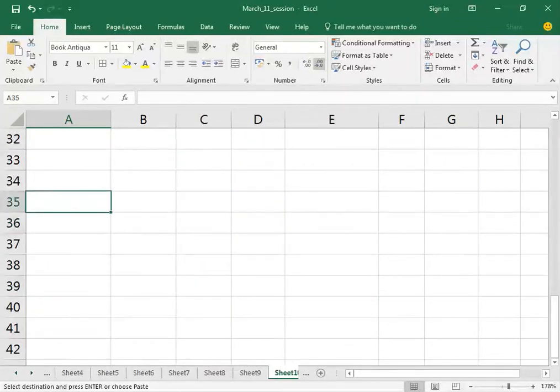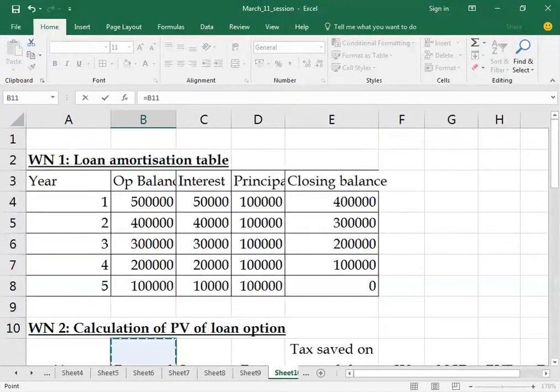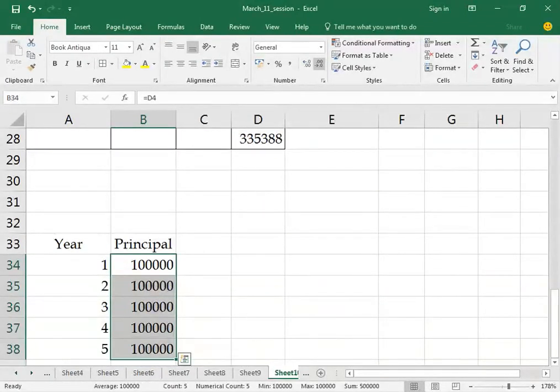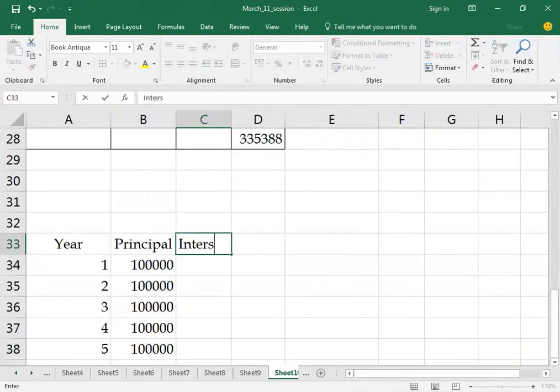So please listen. Principal is 1 lakh for all the 5 years. Interest for the first year is 5 lakhs into 0.7x. Why 0.7x? X is the interest rate. After tax, you have 0.7 of the interest to be paid. So finally, X can turn out to be 0.08. Then in that case, 5 lakh into 0.08 into 70% is our interest outflow.